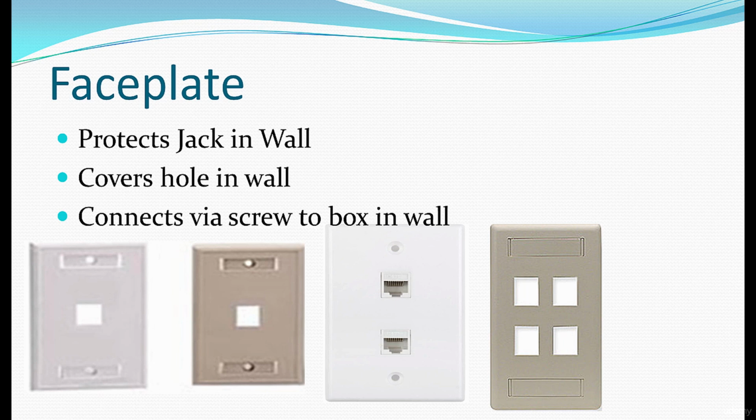The middle one is a dual faceplate used for 2 jacks in an office, and the one all the way to the right is a quad faceplate. You can put 4. These connect to metal boxes in the wall and keep it snug and secure.